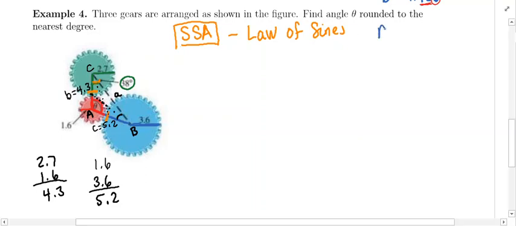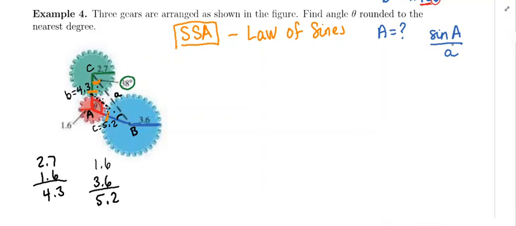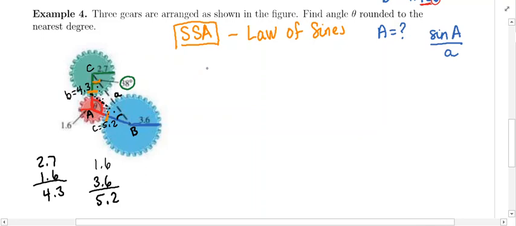We need to figure out what angle A is, so at some point we're going to have to bring in the sine of A over A. However, we don't know that right now. We can't use this at all because we don't know angle A, and we also don't know side length A. So we're going to have to start by using the B's and the C's because we know more information about those. So I'm going to go ahead and say sine of B over B is equal to the sine of C over C.